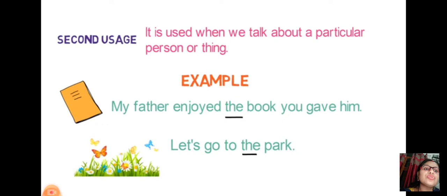Let's go to the park. Obviously there is a park which you already know. The park is particularly somewhere. It's not like you can say let's go to any park in India. It's let's go to the park. It means you're already aware which park you are talking about. So you can use the before a particular person or thing.